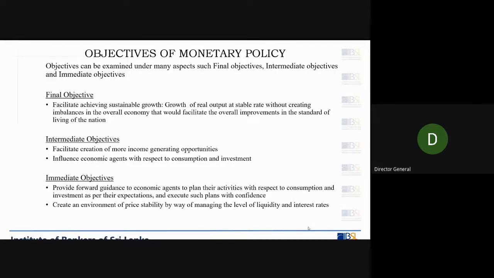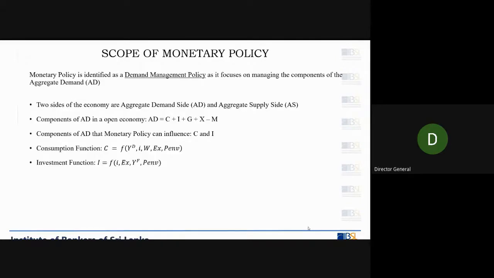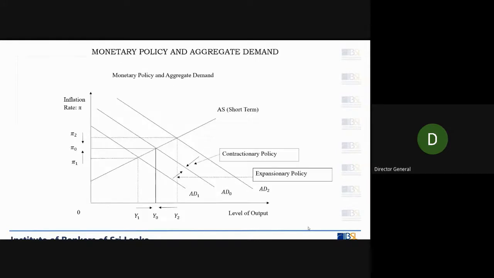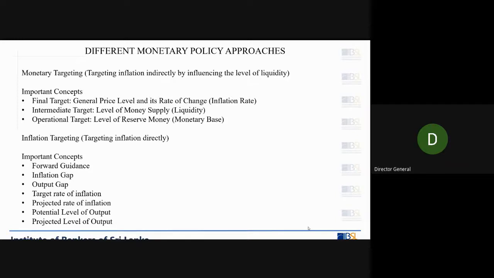Then we went to this. What are the intermediate objectives and also immediate objectives? Then we went to the scope. There we said there are two sides to the economy: the aggregate demand side and the aggregate supply side. The central bank has no control over the supply side. Therefore, the only way the central bank can influence prices is by influencing aggregate demand. That's what we said with this graph. And we also looked at different approaches of monetary policy, that is monetary targeting and inflation targeting, and the related concepts.